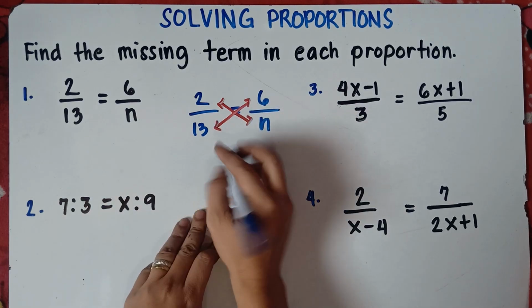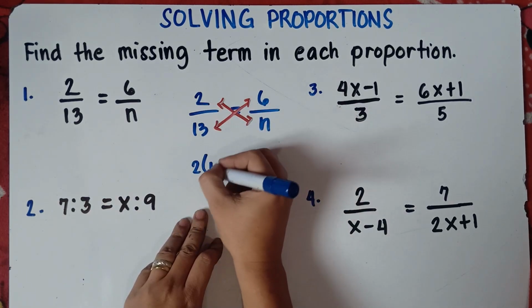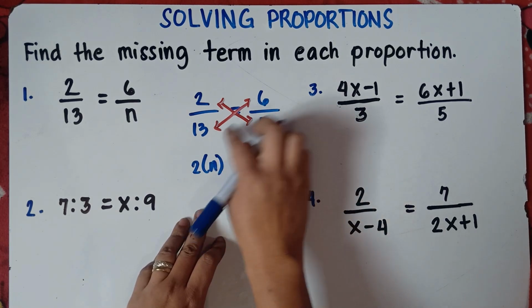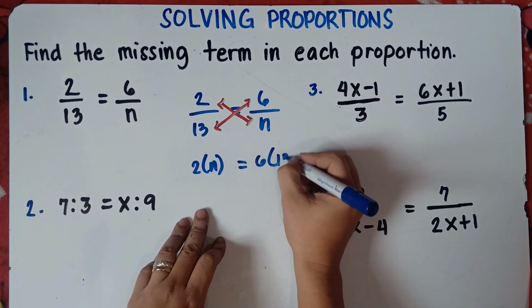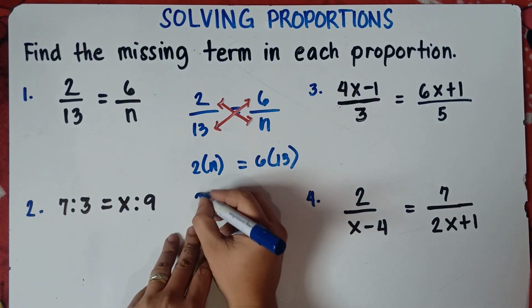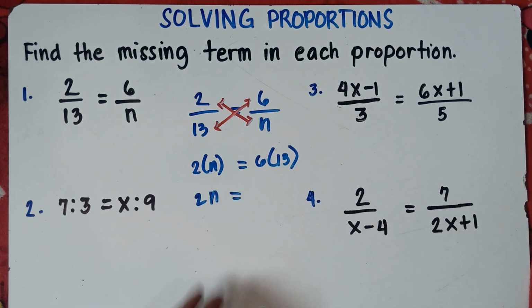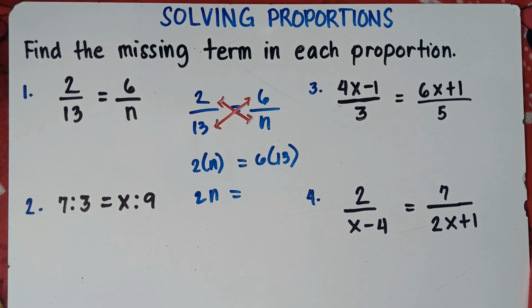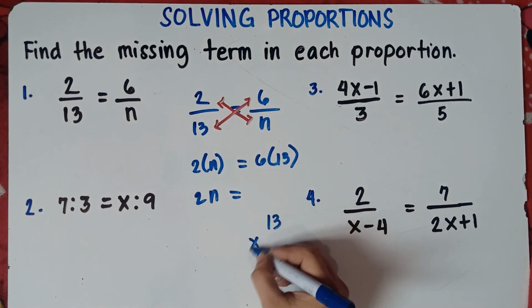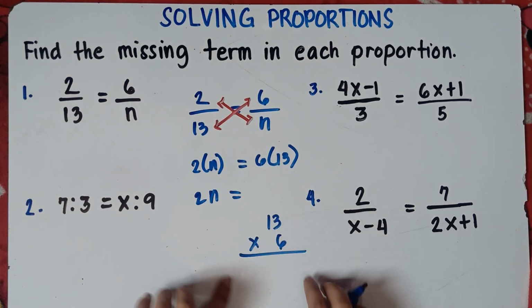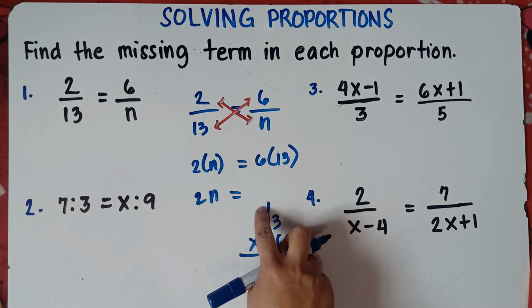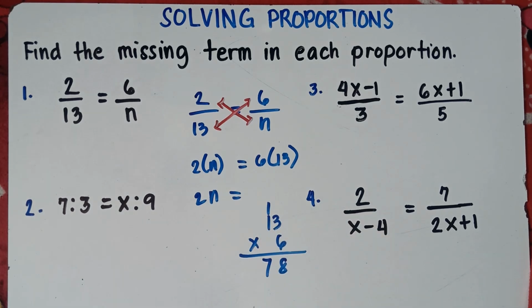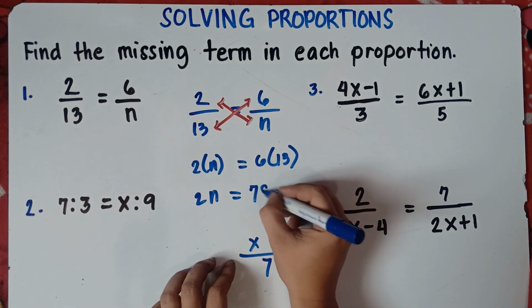So this will be 2 times n. So 2 times n, that is 2n, equals 13 times 6 or 6 times 13. What's the answer, class? 13 times 6. Let's multiply that. 6 times 3, that is 18. Carry 1. 6 times 1 is 6, plus 1 is 7. 78. So this will be 78.